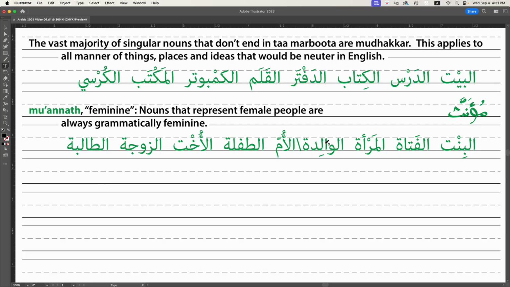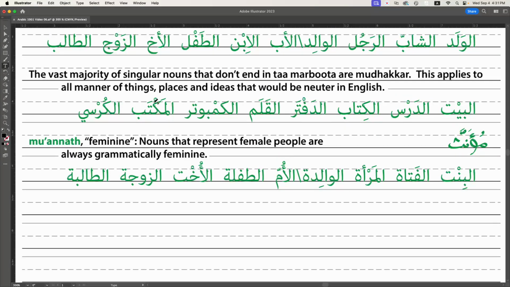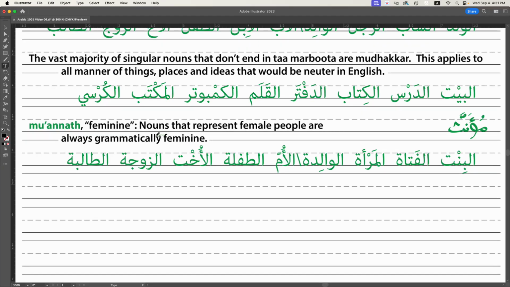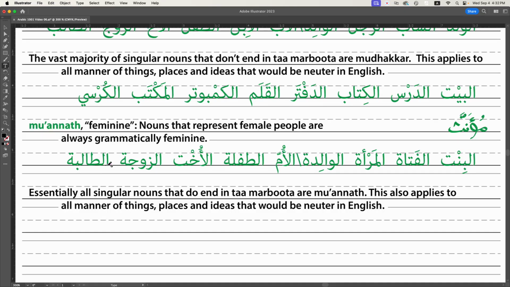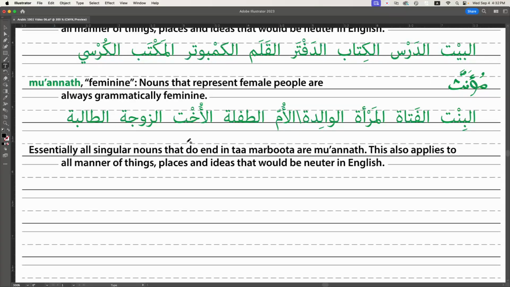So nouns that represent female people are grammatically feminine. Nouns that represent male people are grammatically masculine. That shouldn't be too much trouble. It's the nouns that we would think of as "it" in English that are the problem, at least at this level. Essentially all singular nouns that end in ta marbuta are mu'annath, and this also applies to things and places and so forth that we would say "it" for in English.